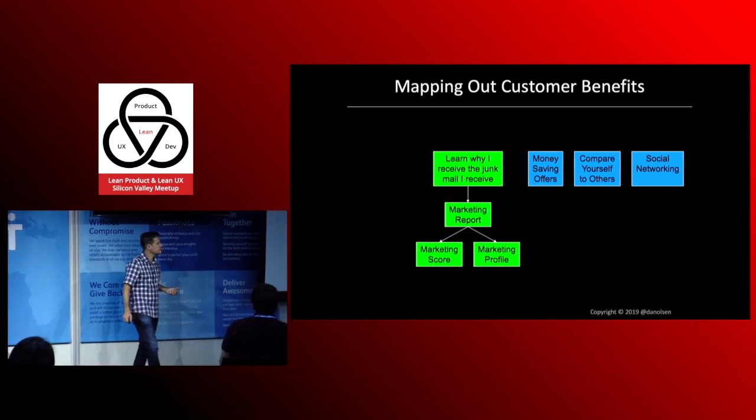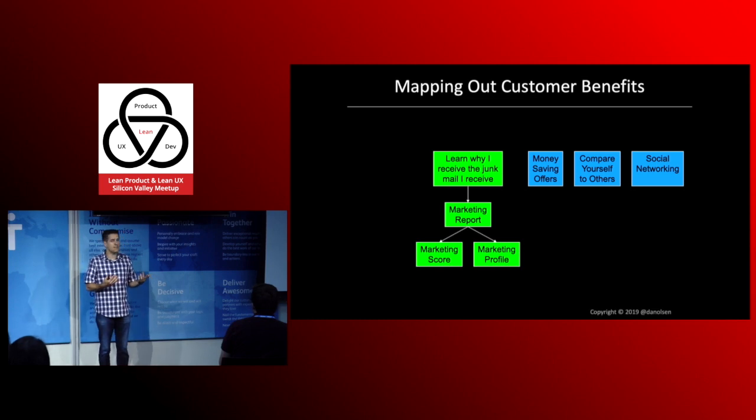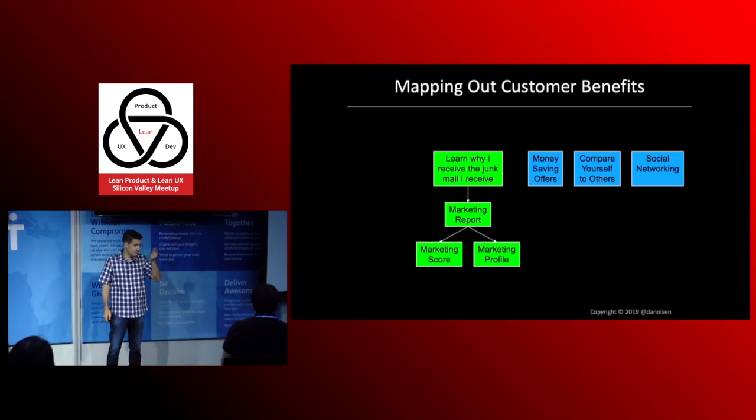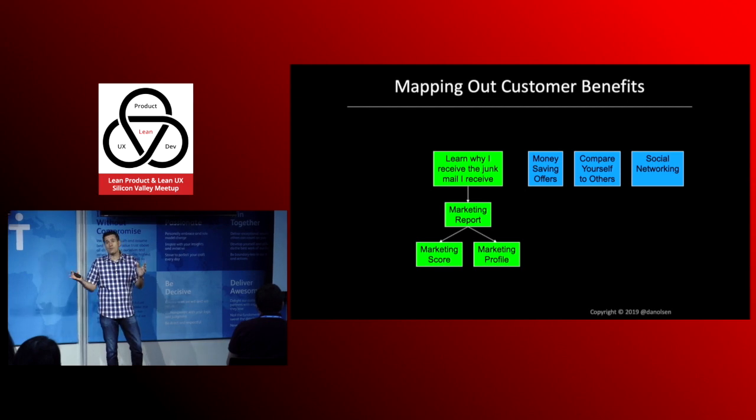He had a hypothesis that people might want to compare their spending habits to other people. Oh, how much are you spending on dog food? Am I spending a lot, more, whatever, what's going on? That was his hypothesis. And then because social networking was hot at the time, social networking. No real rhyme or reason, it was just the hot trend at the time, so that was in there.